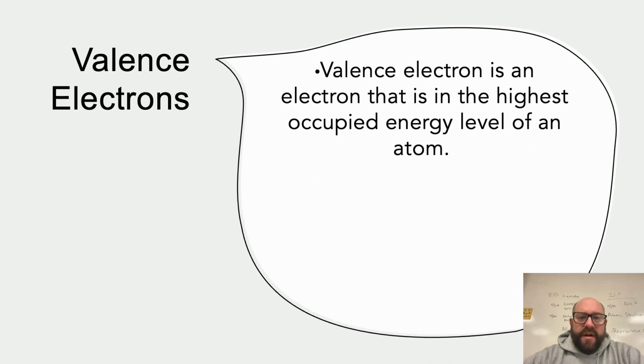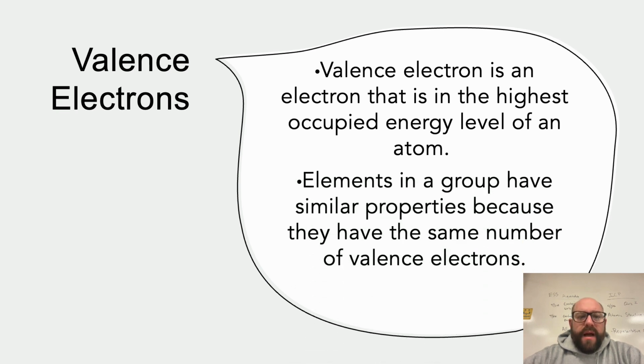A valence electron is an electron that is in the highest occupied energy level of an atom. These electrons play a key role in chemical reactions. Properties across the period vary because the number of valence electrons increases from left to right. Elements in a group have similar properties because they have the same number of valence electrons.